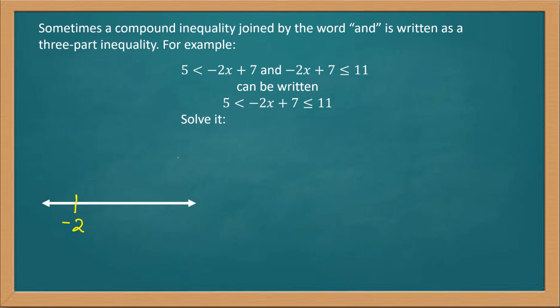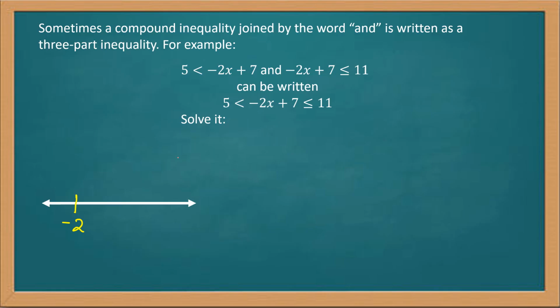Okay, so sometimes a compound inequality joined by the word "and" is written as a three-part inequality. So you've seen this before. If you have 5 is less than -2x plus 7 and -2x plus 7 is less than or equal to 11, you can also just write that as one three-part inequality. You can write it as 5 is less than -2x plus 7, which is less than or equal to 11.